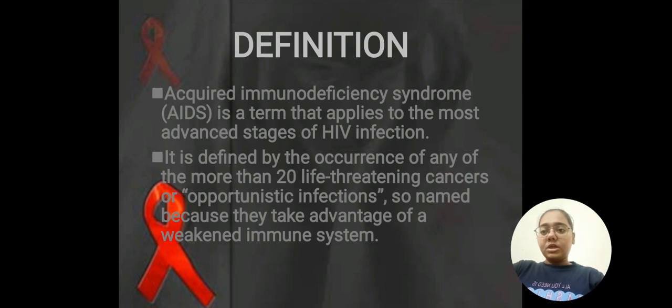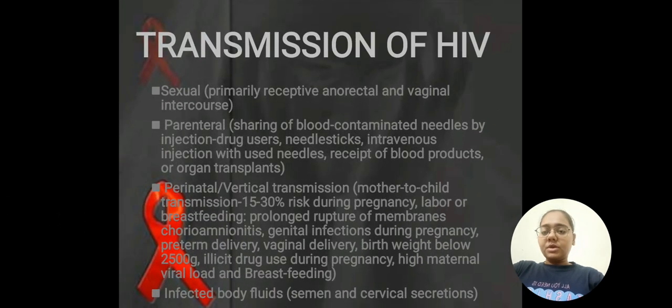Definition of HIV. Acquired immunodeficiency syndrome is a term that applies to the most advanced stage of HIV infection. Transmission of HIV. There are four main ways of transmission of HIV: sexual, parenteral, perinatal or vertical transmission, and through infected body fluids.